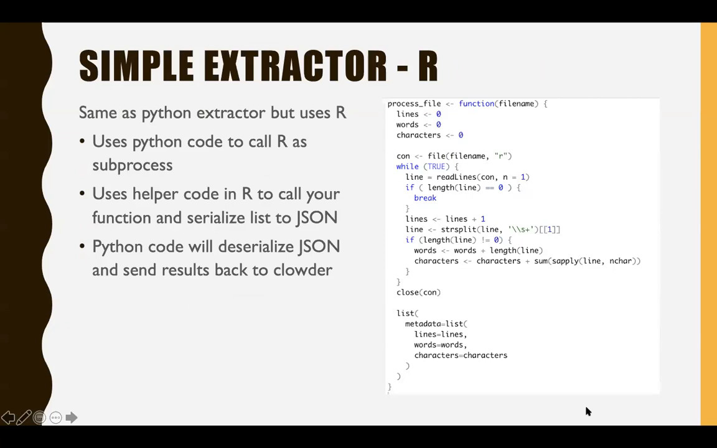So I do not have to do anything. It's still the same contract that we had as before with the Python simple extractor. Behind the scenes, there's a little piece of helper code that basically calls this R function for you and takes the result that you return and basically serializes it into JSON, and then uses the same exact Python code to deserialize it and send it back to Clowder.